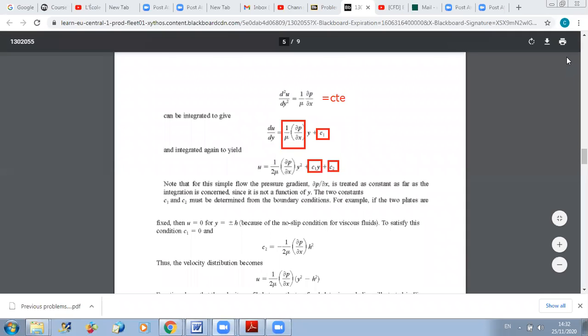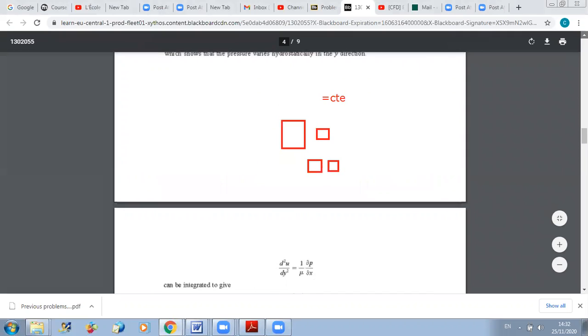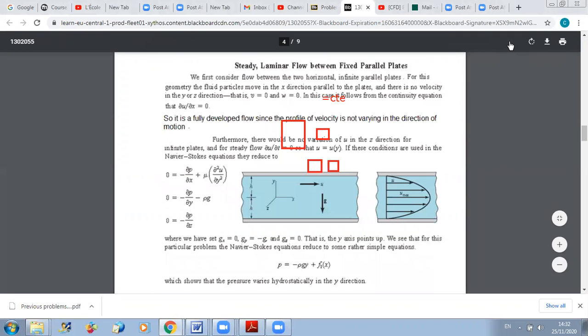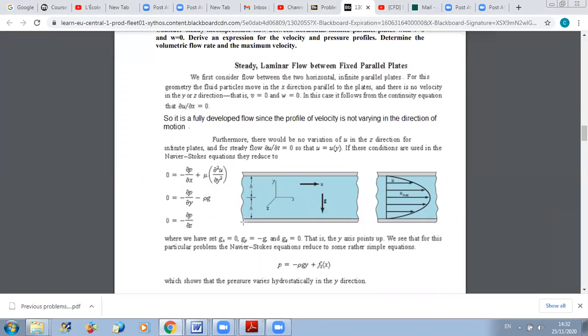So here, if I go back to my figure, I know the conditions of velocity at two locations. What are the two locations where I know the condition of velocity? At the lower plane, at plus h and minus h. Yes. At y plus h and at y minus h, what is my velocity? Both of them are zero. Why? Because the fluid is in contact with the plates, and the plates are fixed. Of course, if the plates were moving, I should take the velocity of the plate. Okay, so I can say that u at plus h is equal to 0.